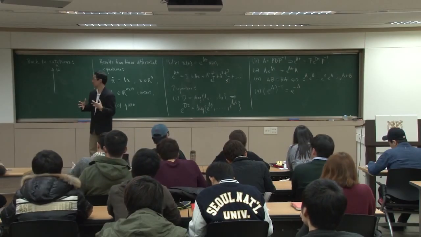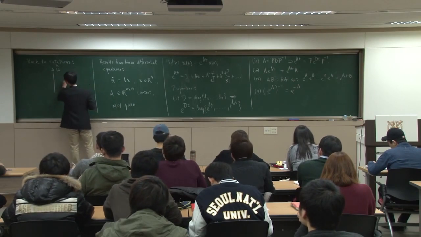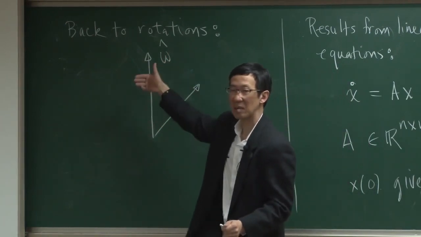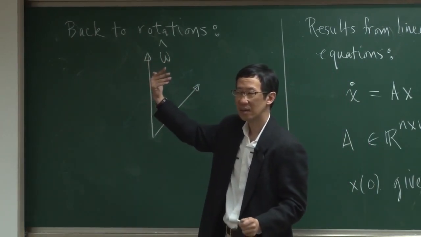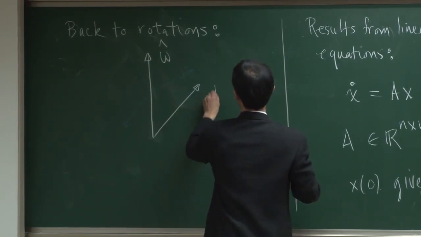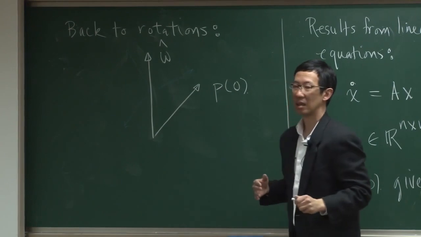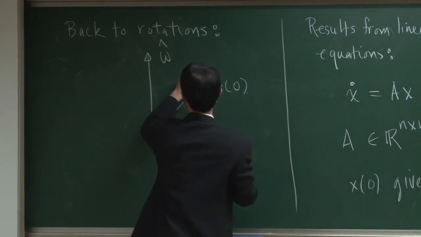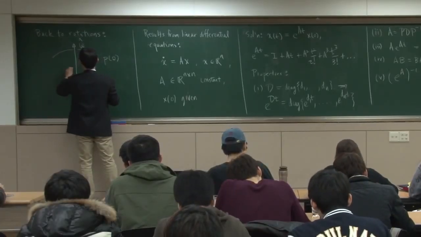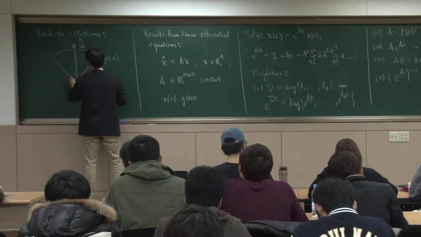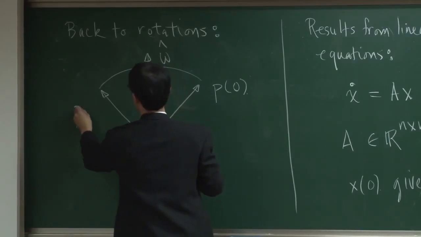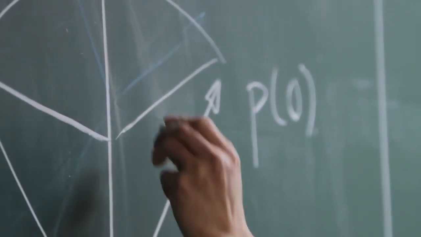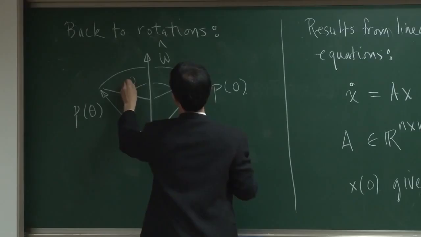Now what I want to do is rotate some vector around this axis, omega hat, by some angle. Let's call this vector p sub 0. And let's rotate this vector p sub 0 around this axis by some angle, theta. So it rotates to this vector, p sub theta. So this angle here is theta.